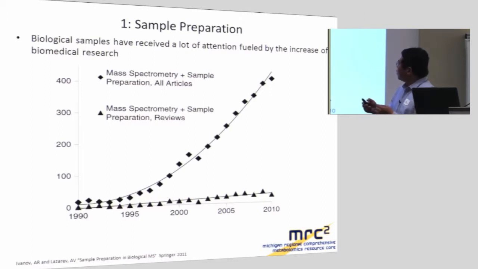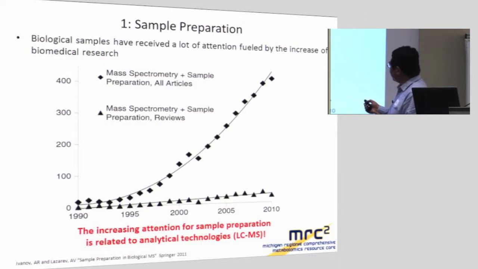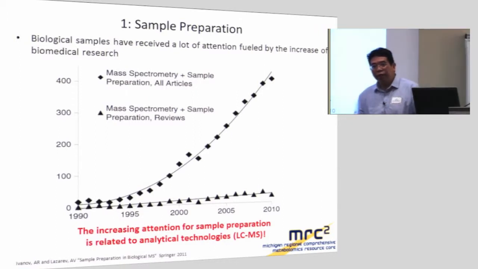And sample preparation, mass spectrometry, and data analysis all come together. And if you search these three words, you will see there was exponential growth during the last decade. But the review of these procedures is not a whole lot.